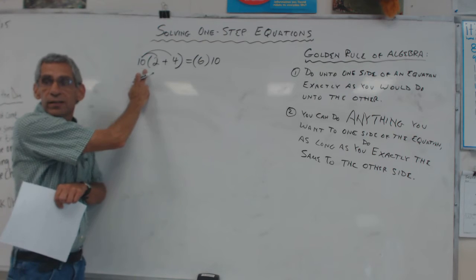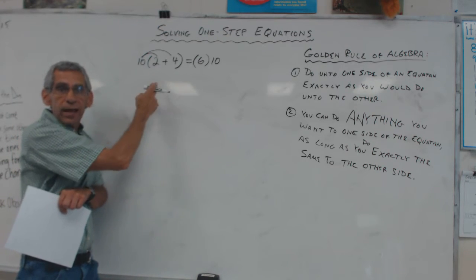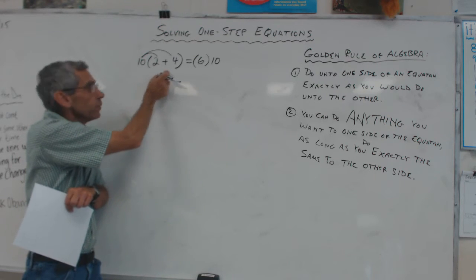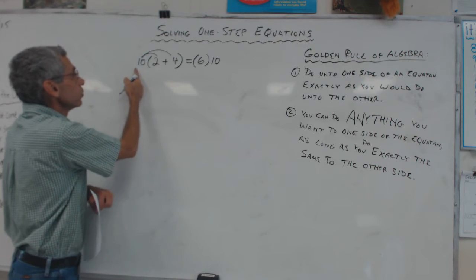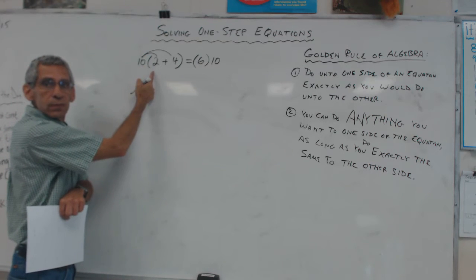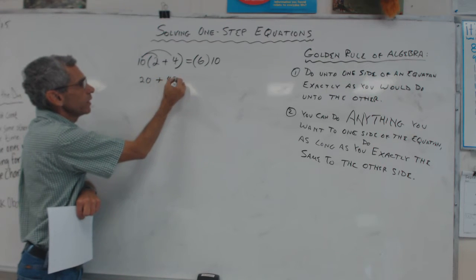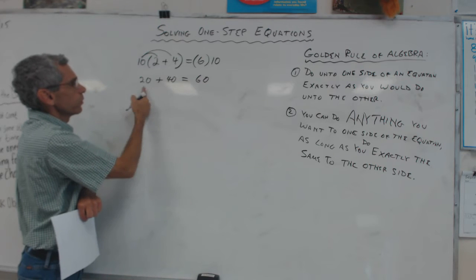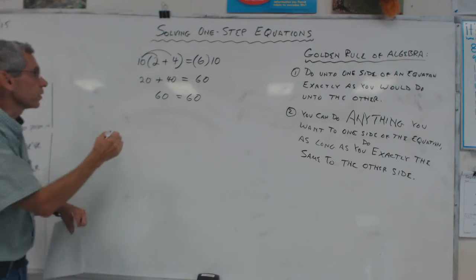When you multiply times a blob, I call this a blob, where there's more than one thing, it's actually a binomial, right? When you multiply a number times a binomial, you have to do it times each thing individually. So what's 10 times 2? 20. What's 10 times 4? 40. Equals 6 times 10, 60. What's 20 plus 40? 60 equals 60. It works. Okay, last one.